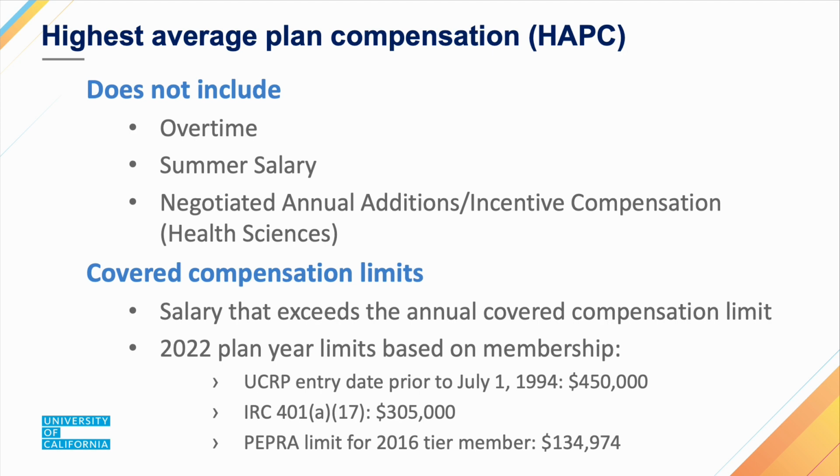Now, contributions into UCRP stop once the UCRP compensation limit in the fiscal year is reached, and any compensation that is earned above that limit cannot be considered for HAPC purposes. Please note, again, that these limits are reindexed annually, so if your HAPC is from a prior period, it'll be affected by the limits that were imposed for the applicable calendar year in which the salary was earned.